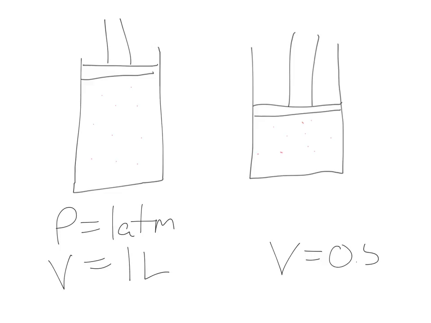Let's say that when I started this on the left side here, my original container had a pressure equal to 1 atmosphere, and it had a volume equal to 1 liter. Make the math simple for now. And when I compressed it, I made it half as big as it used to be. I made the volume on this side equal to half a liter.